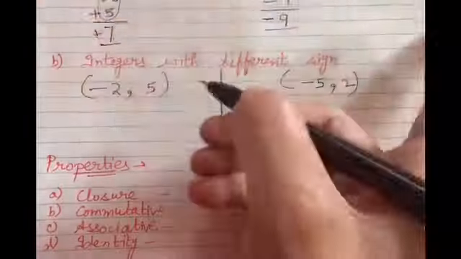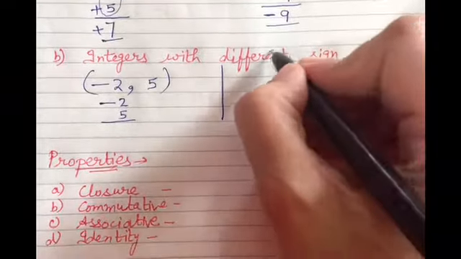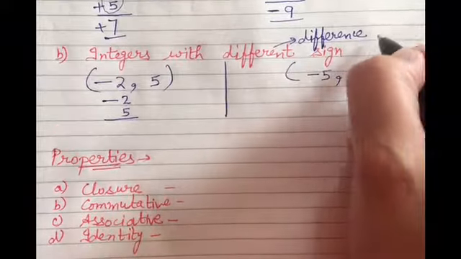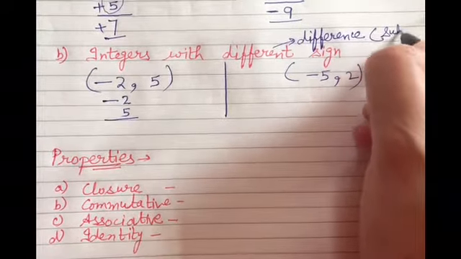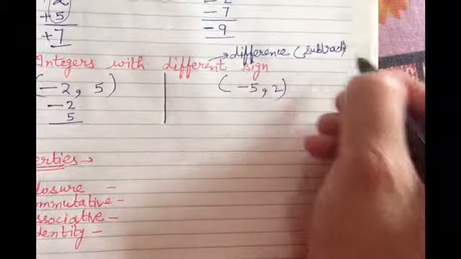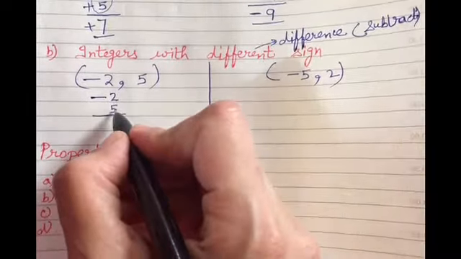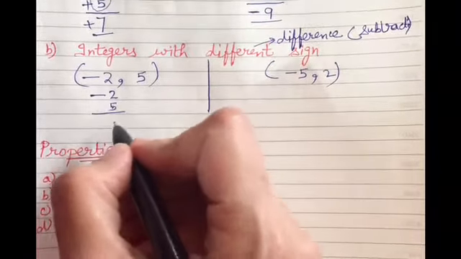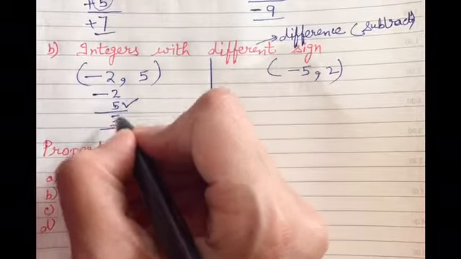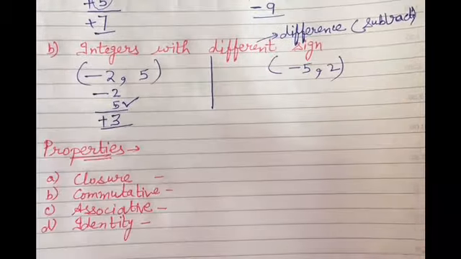Now -2 and 5. In this case different means difference. Difference is subtraction. Subtract. Fine. So in this we are going to subtract the smaller number from the bigger number. So that means 5 minus 2 is 3. Now what about the sign? The sign of the bigger number will be the sign of the answer. Here 5 is big, so sign will be positive.